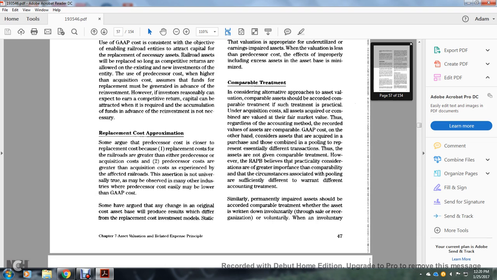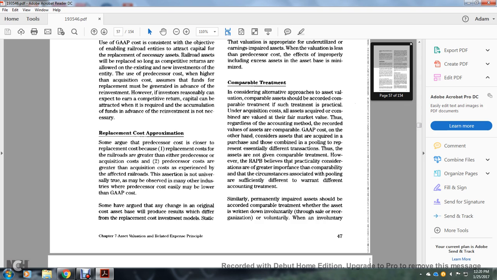Comparable treatment should be considered as an alternative approach to assess the valuation of comparable assets, such that the treatment is practical under acquisition cost of all the assets acquired, combined with the value of either the fair market value, regardless of the accounting method required, comparable to government accounting auditing practice principles. On the other hand, consider that the assets acquired from the purchase combined with the pooling represent essentially different transactions, thus the assets are not comparable, given the comparable treatment.